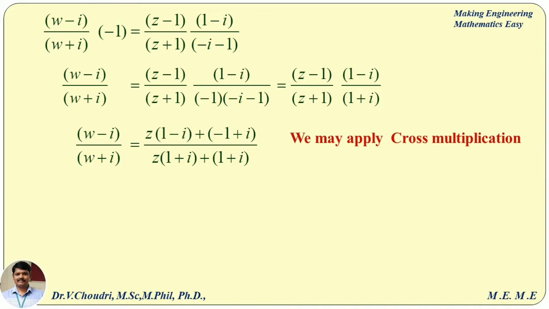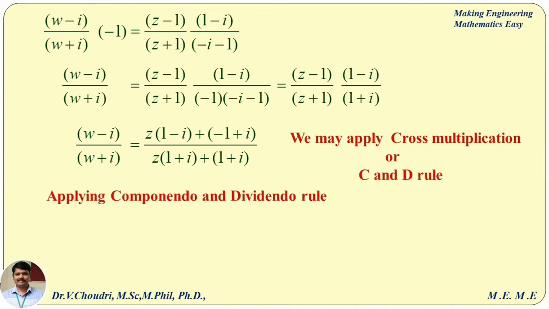We may apply the cross multiplication method or the C&D rule. That means the componendo and dividendo rule. Now we are going to apply the C&D rule. That means if a by b equal to c by d, we can write a plus b divided by a minus b, that is numerator plus denominator divided by numerator minus denominator. The same thing is applied to the right hand side also, c plus d divided by c minus d.